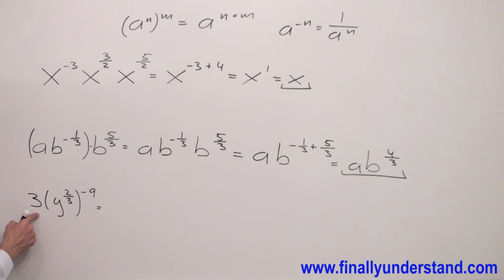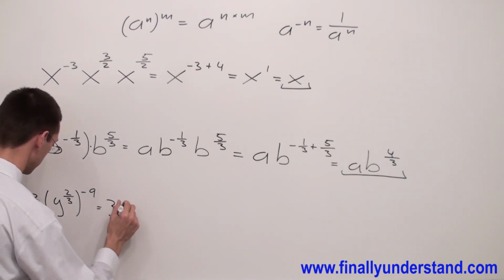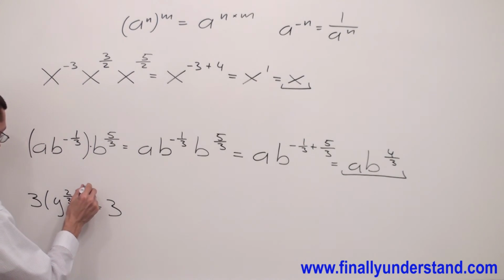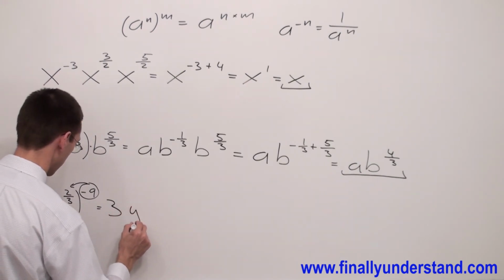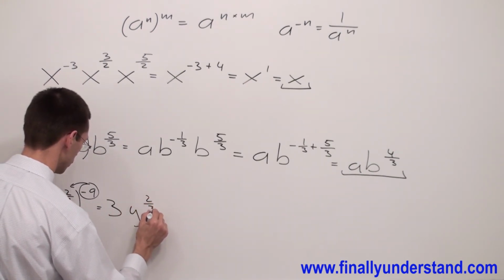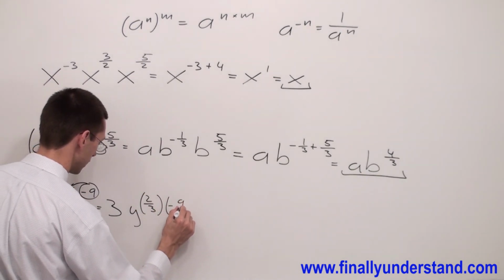Let's take a look at this example. I'm going to do exponents first. I have to keep the order of operations. Exponent is supposed to be done first in that kind of problems. I have 3 and I'm going to multiply the external exponent by the internal one. Okay, so I'm going to have y to 2/3 times negative 9 over 1.